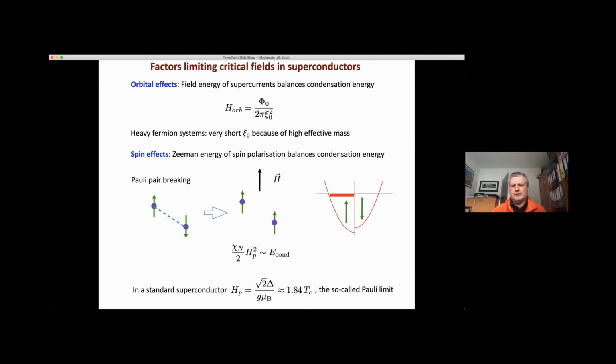And in a traditional superconductor, that gives you a famous expression where you express the Pauli limited critical field as 1.8 times Tc. And this is known as the Pauli limit, and it's used very frequently as a guide for whether you have unconventional things going on with your superconductivity or not.